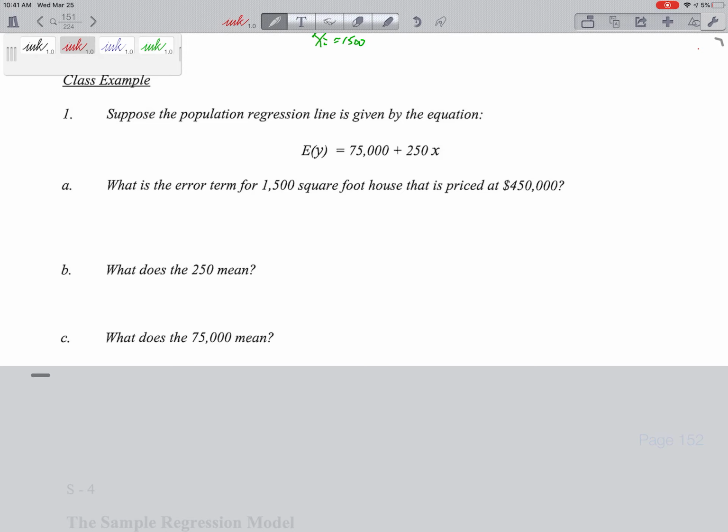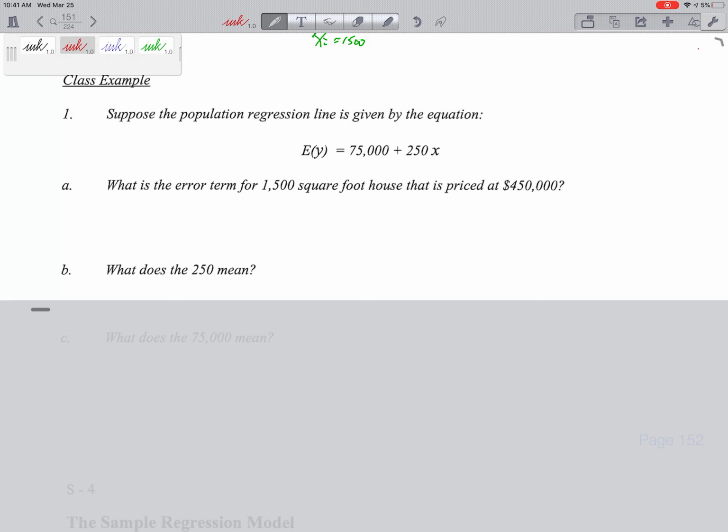A, what is the error term for a 1,500 square foot house that is priced at $450,000? Now, I'm going to assume that you can pause this recording and work that out, so I'm just going to continue on as if you've given that a try. But this is what we would have here: the expected value of y is equal to 75,000 plus 250 times 1,500. And that actually turns out to be equal to 450,000.